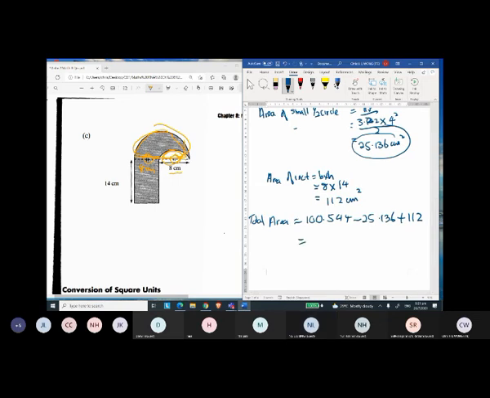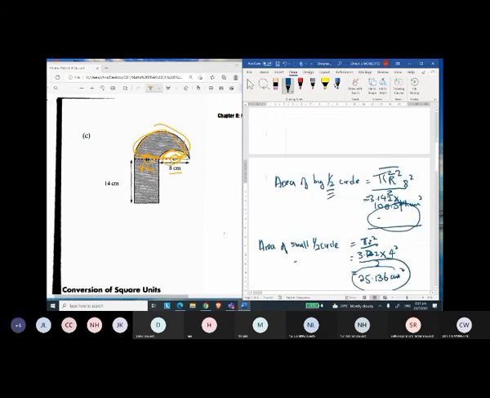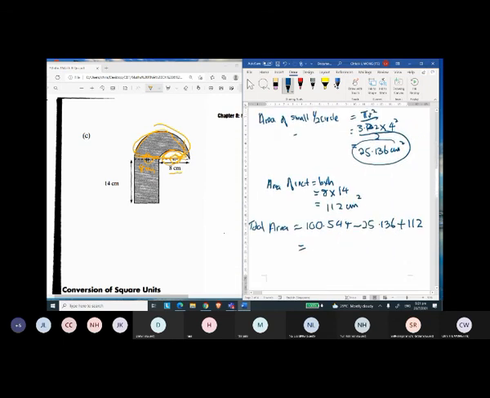100.544 minus 25.136 plus the area of the rectangle, you get 112. I'm going to take out my calculator. Anyone got any answer now? Can you give me an answer?